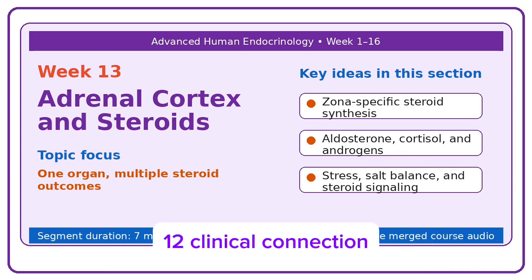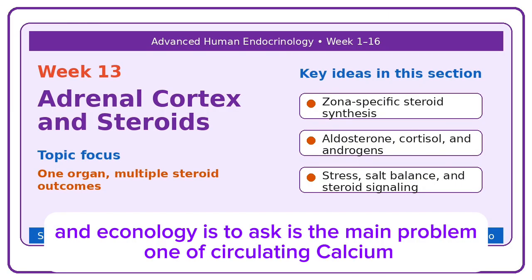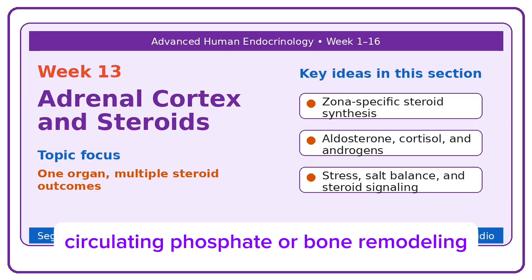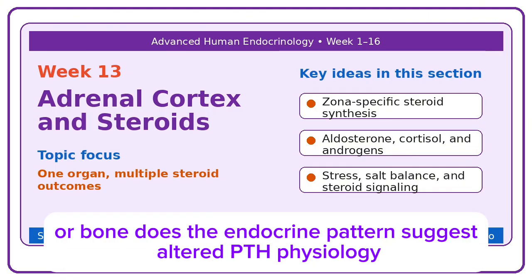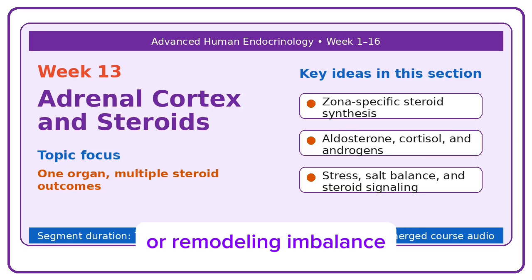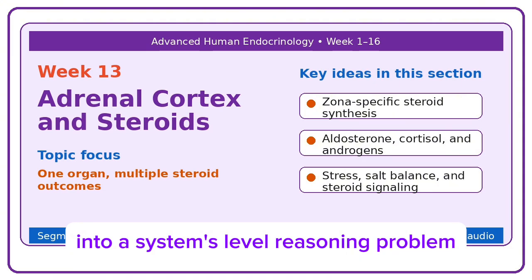12. Clinical connection. A useful clinical way to think about calcium phosphate bone endocrinology is to ask, is the main problem one of circulating calcium, circulating phosphate, or bone remodeling? Is the key driver the parathyroid glands, kidney, intestine, or bone? Does the endocrine pattern suggest altered PTH physiology, altered vitamin D physiology, or remodeling imbalance? This framework helps convert a complex mineral topic into a systems-level reasoning problem.